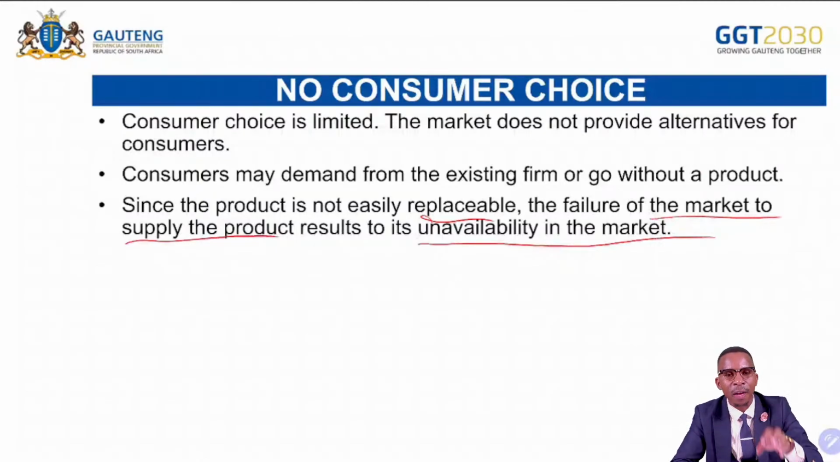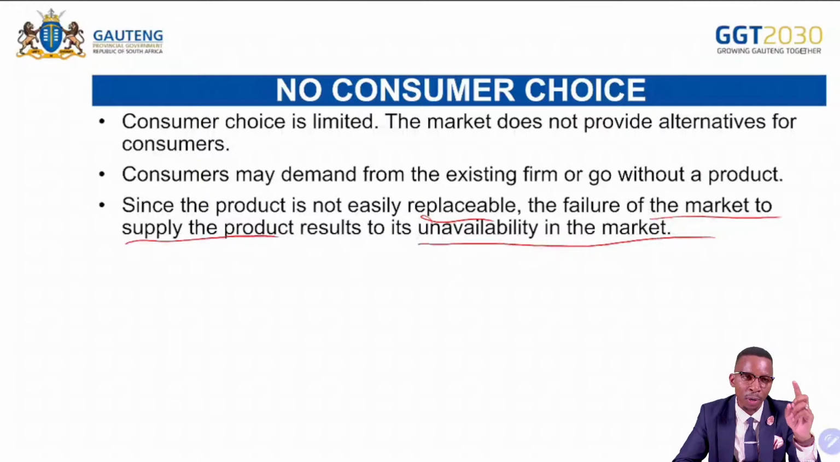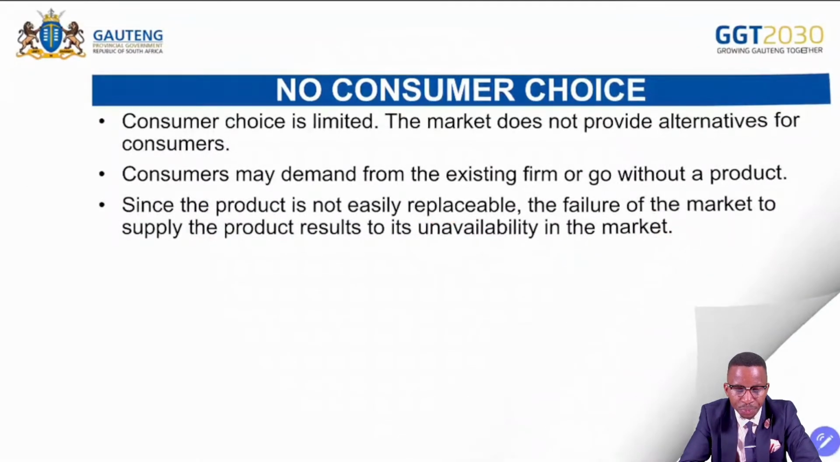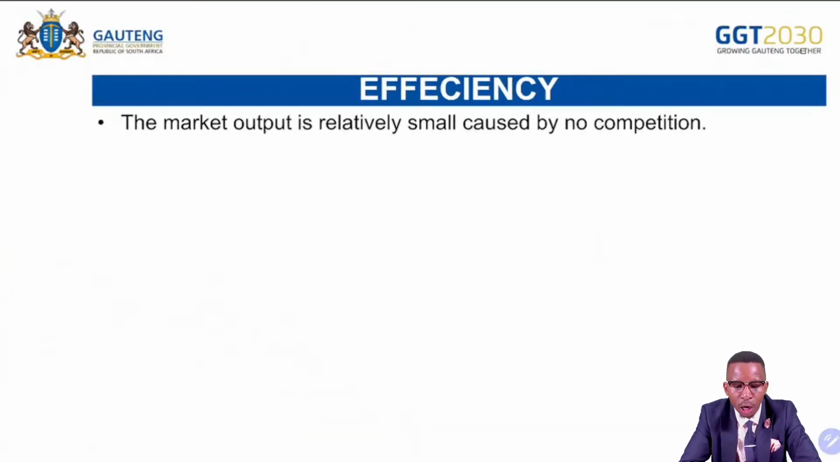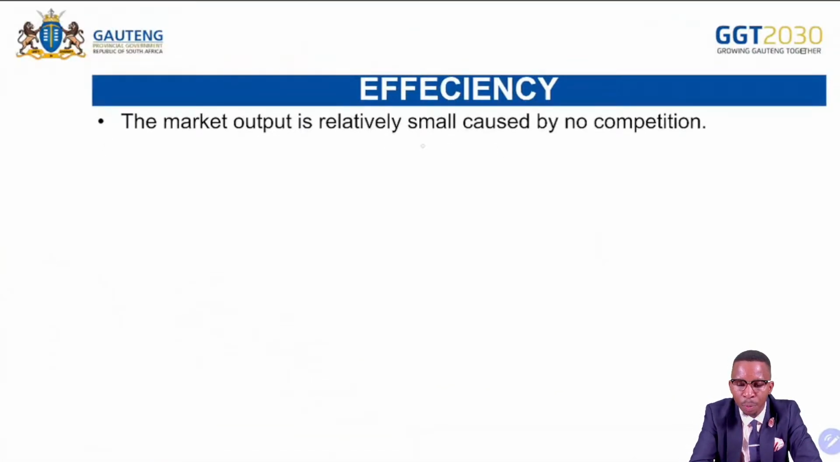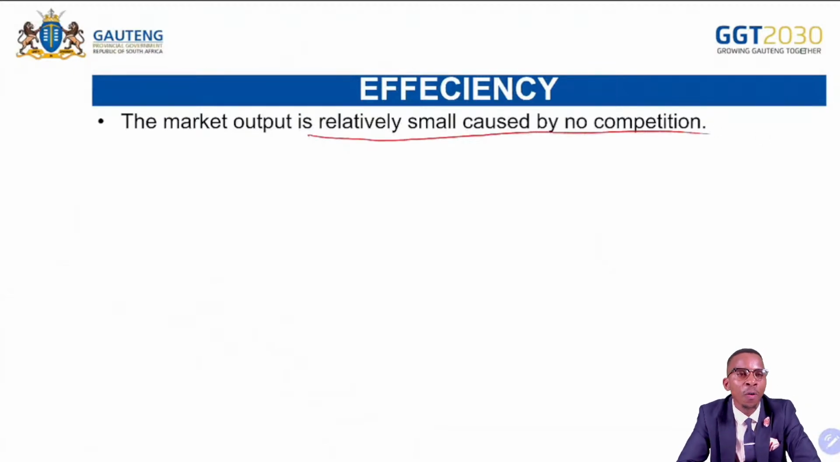If the firm cannot supply that particular product at the time, consumers will go without the product. For instance, if Eskom cannot supply us with electricity at a certain hour, that means we go without electricity, because we have no other alternative supplier of electricity in South Africa so far. Efficiency. The market output is relatively small caused by no competition. Since there's only one supplier of the particular product, the market output is relatively less, meaning other consumers can go without the product.